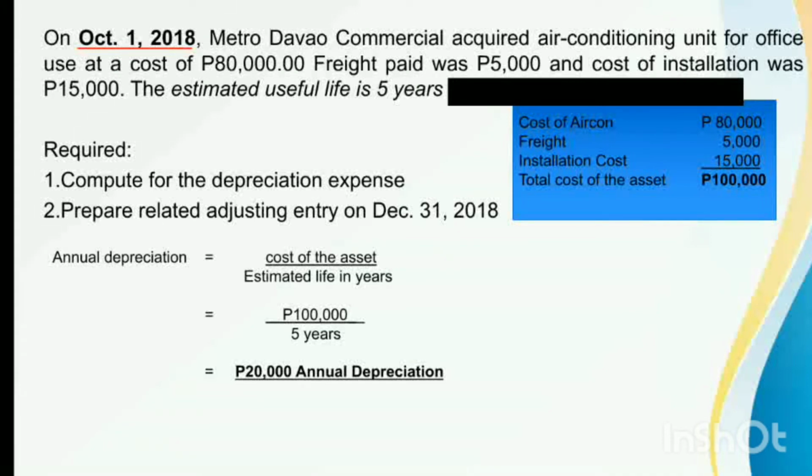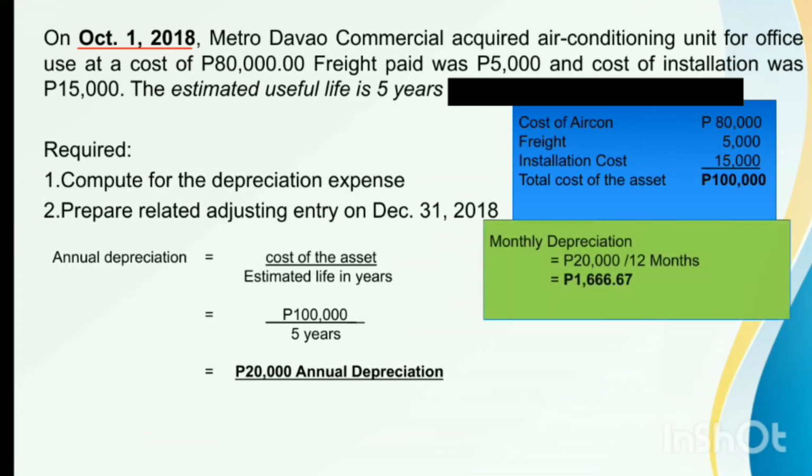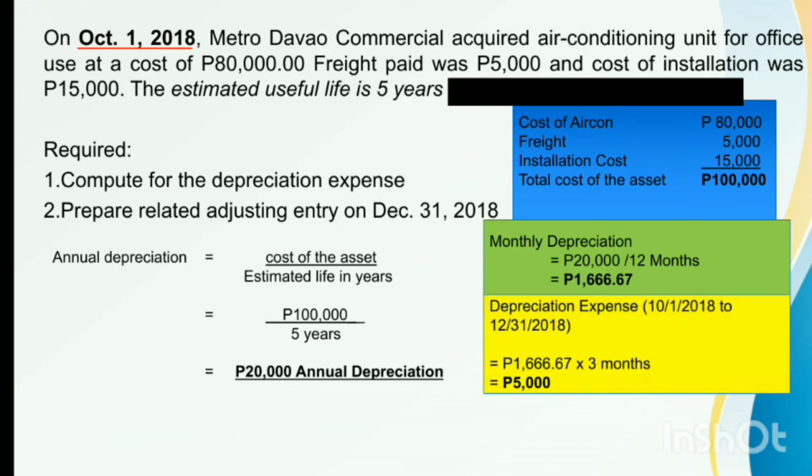In order to get the depreciation from October 1, 2018 to December 31, 2018, we need to divide the 20,000 pesos annual depreciation by 12 months since there are 12 months in a year. So 20,000 divided by 12 months, so the monthly depreciation is 1,666.67. And then we're going to multiply it by 3 months from October 1, 2018 to December 31, 2018. So 1,666.67 times 3 months. So the depreciation expense is 5,000 pesos.